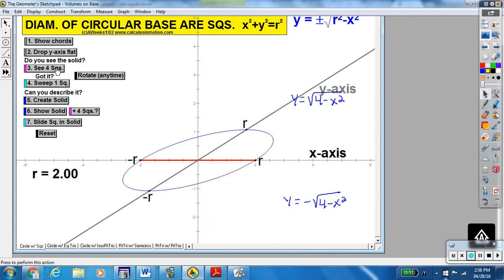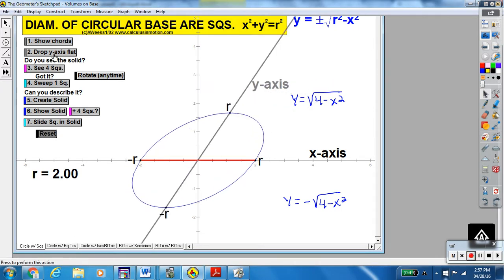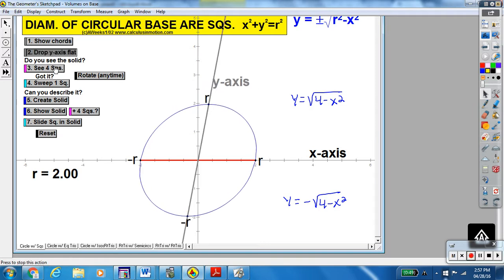Now I'm going to show you the squares, that there are 4 squares. Imagine that these squares start at the top of the circle and then go to the bottom. As I go to the center, the origin, you can see that's going to be the longest square. And as I come out to the end, they get smaller. So let me get rid of those and show you one more time. Okay, so there's my axis. I'm going to drop it so you can see it.